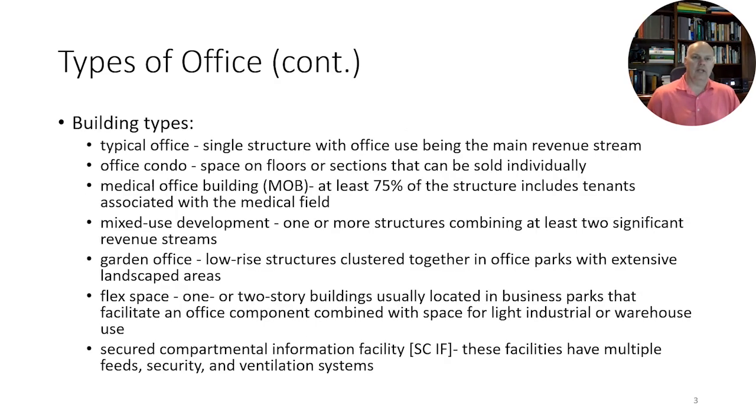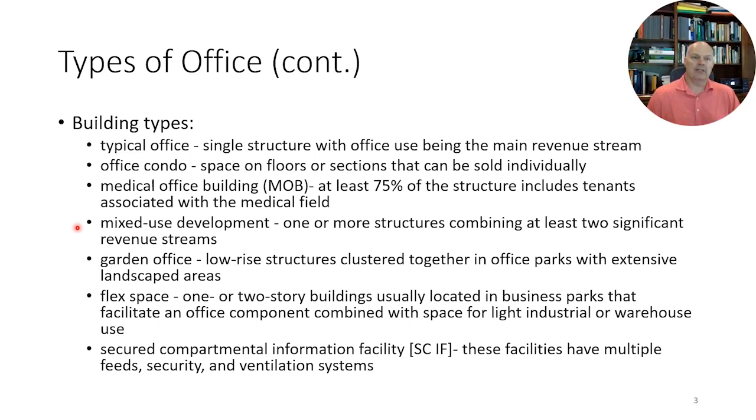If you take a look at offices by building types, you have a couple of different building types. You have your typical office, which is a single structure, and the leases inside the building are the main revenue stream. You can have an office condo, and again, that might just be one office suite or one office within a large building. You can have what's called a MOB, or a medical office building. This is where at least 75% of the structure includes tenants associated with the medical field.